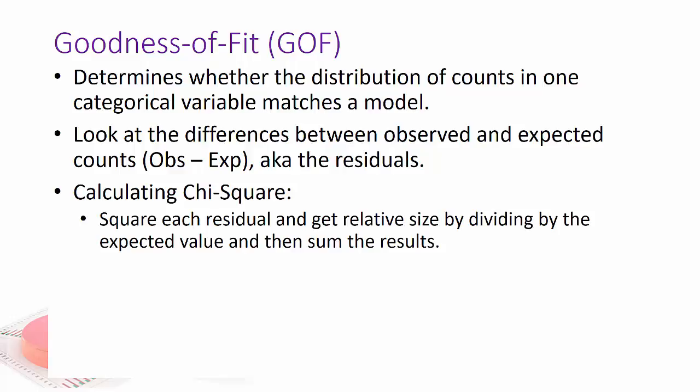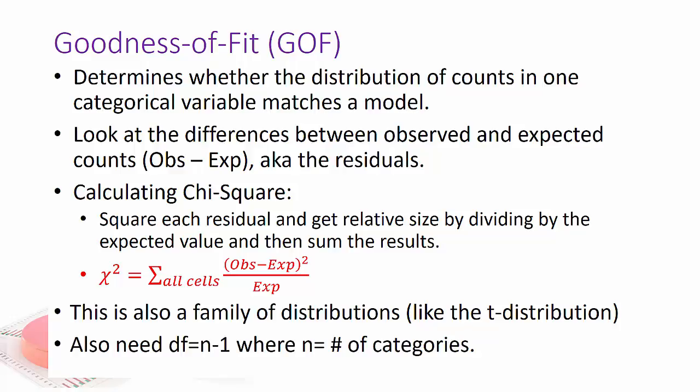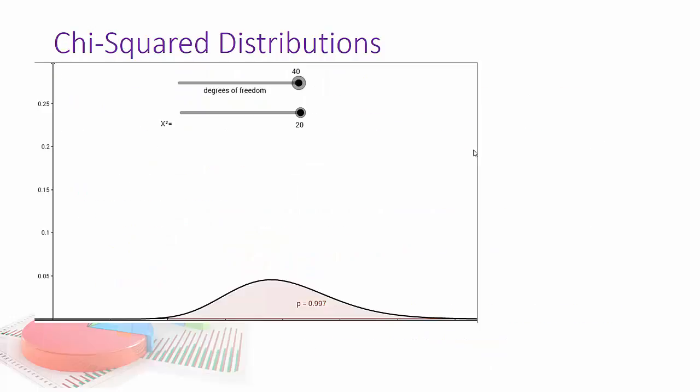What we do, just like we were doing before with standard deviation, is you go observed minus expected, and you square it. But the slight difference is you divide by the relative size. Divide by the expected value to get the relative size. So this is a little different from what we were doing before. This value is called chi-square, and it has a family of distributions like the t-distribution. And like the t-distribution, degrees of freedom matter. It's calculated where degrees of freedom is n minus 1, but instead of n being the sample size, it's the number of categories.